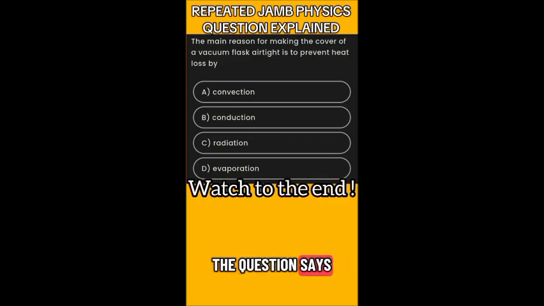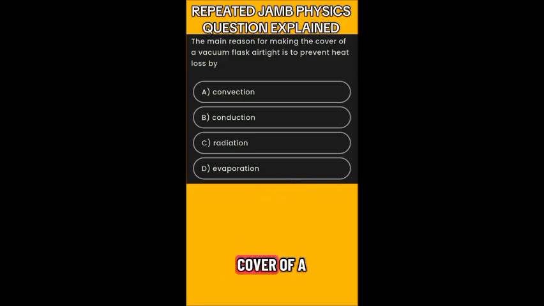The question says, the main reason for making the cover of a vacuum flask airtight is to prevent heat loss by A. Convection, B. Conduction, C. Radiation, D. Evaporation. Tell me the correct option in the comment section. Okay, the correct option is A. Convection. The cover of a vacuum flask is made airtight to prevent heat loss by convection.